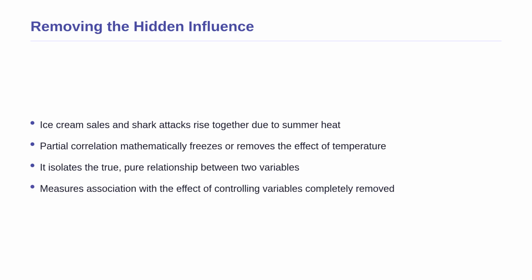Imagine a coastal city where ice cream sales and shark attacks both go up at the same time. A simple correlation might suggest eating ice cream causes shark attacks. But the hidden third factor is summer heat. Hot weather causes both. Partial correlation is a mathematical tool that lets us freeze or remove the effect of temperature. It tells us the true relationship between ice cream and sharks while keeping temperature constant. In statistics, it measures the association between two variables with the effect of controlling variables completely removed.